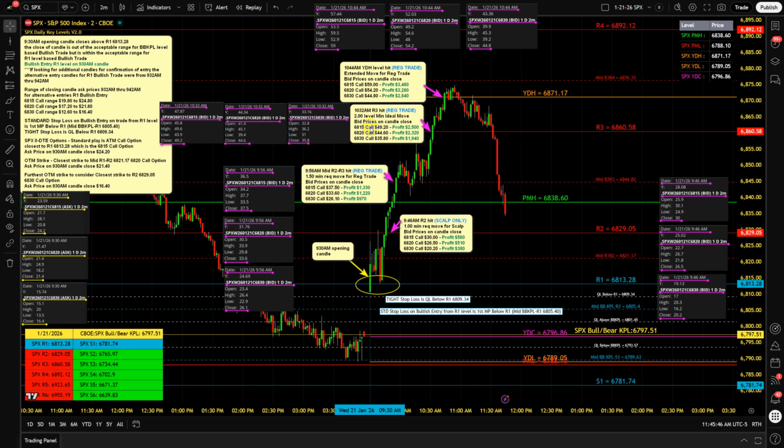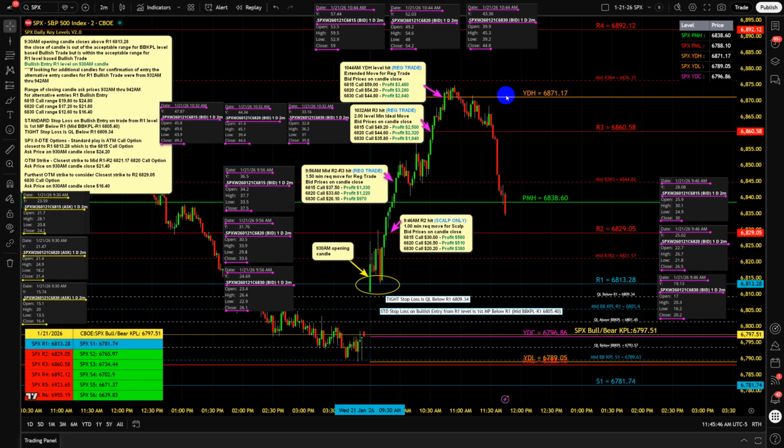Okay, so on this two-level move, the bid prices on the candle close are shown here. The 10:30 a.m., 10:32 a.m. bid prices on the close: 49.20 for the 68.15, that's a profit of $2,500 per contract. 68.20 call, 44.60, profit $2,320 per contract. 68.30, furthest out of the money, 35.80. Profit $1,940 per contract.